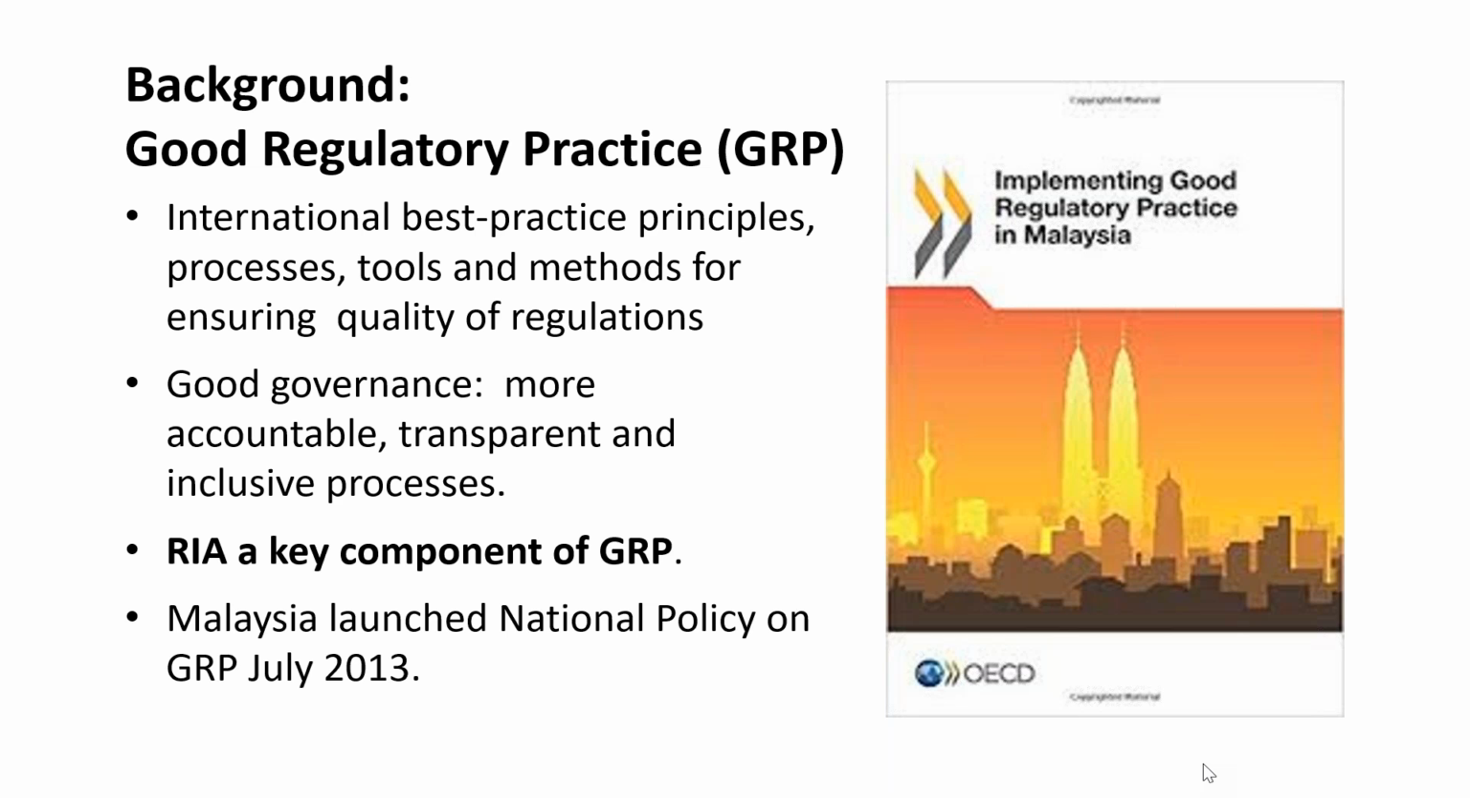And in addition to that, by observing good regulatory practice, countries are also able to observe good governance, in a sense that the regulatory process becomes more accountable, transparent, and inclusive. So as I said, one of the key elements of GRP is regulatory impact assessment, and I'll go into that later. Now, in the case of Malaysia, the government launched a national policy on GRP in July 2013. In fact, OECD has done an early assessment of Malaysia's practices in terms of good regulatory practice.